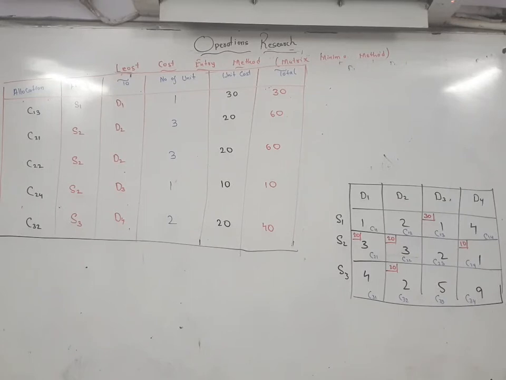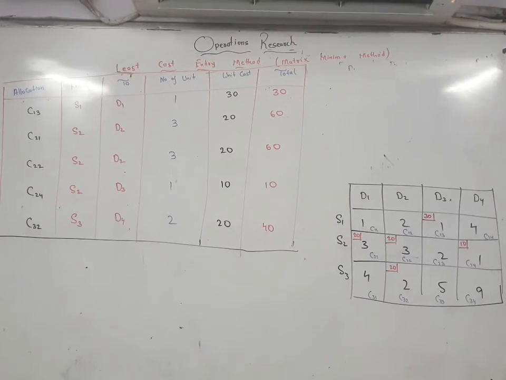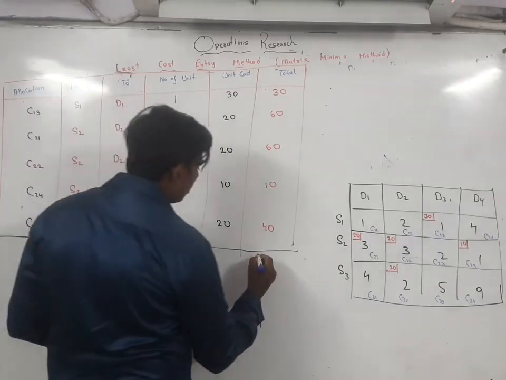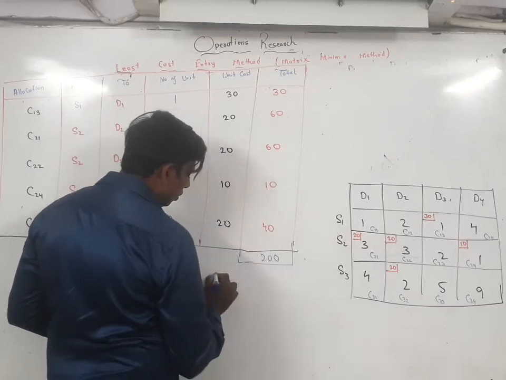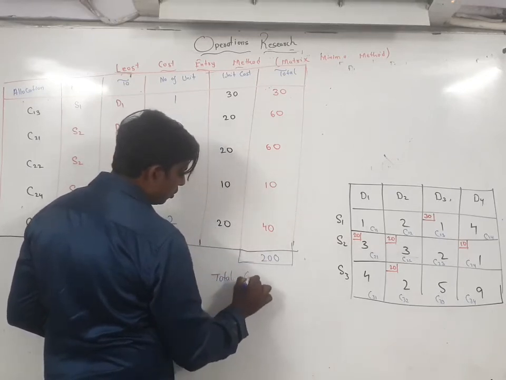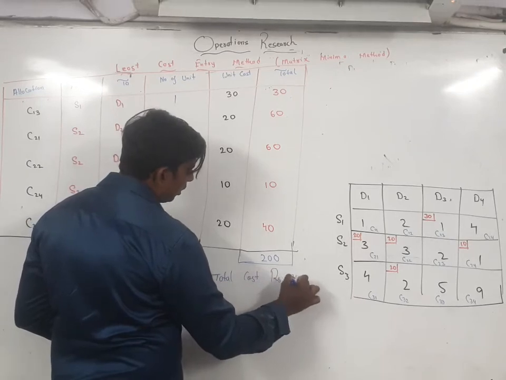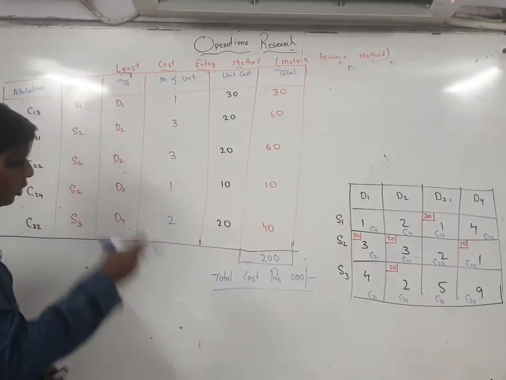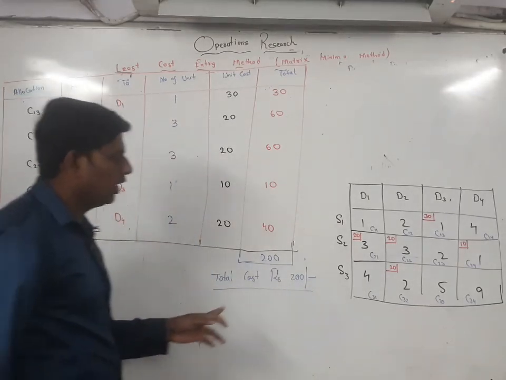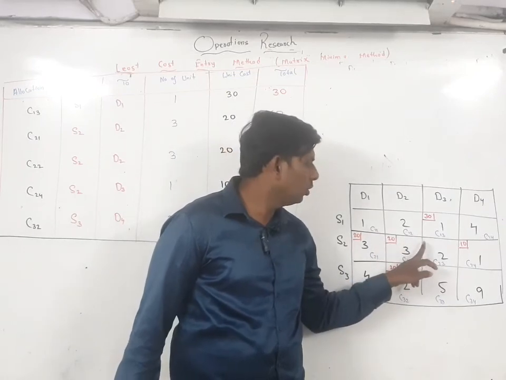After that, what you have to do? You have to add this one, 30 plus 60 plus 60 plus 10 plus 40. So how much answer are you getting? 200. Total cost. Total cost rupees, how much are you getting? 200. Total cost rupees 200.